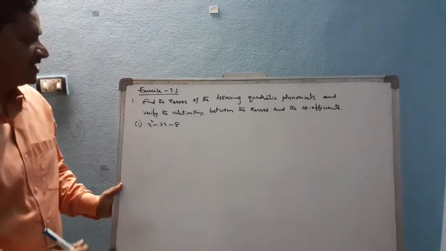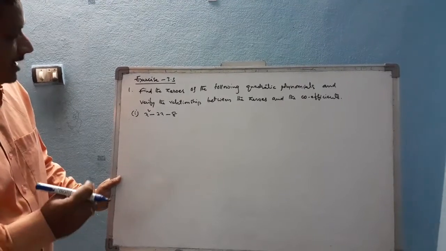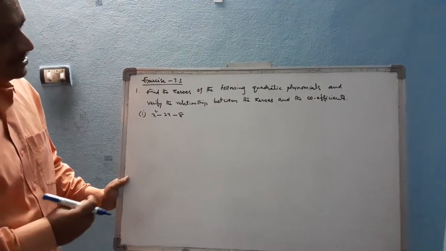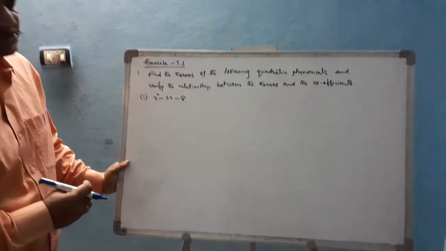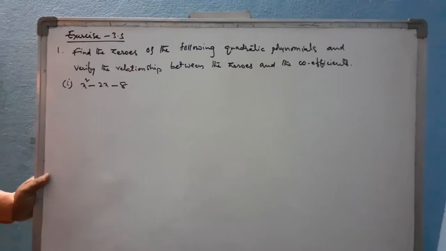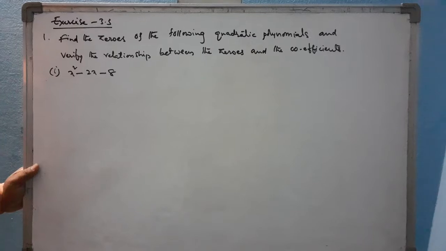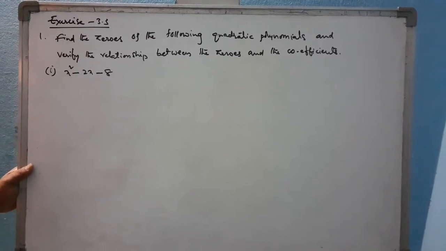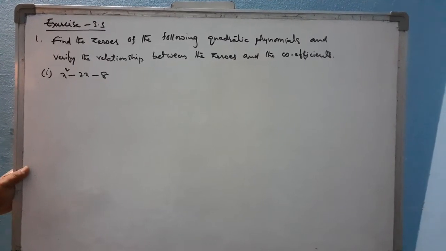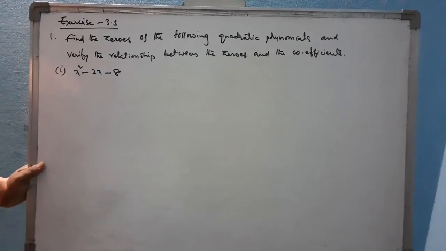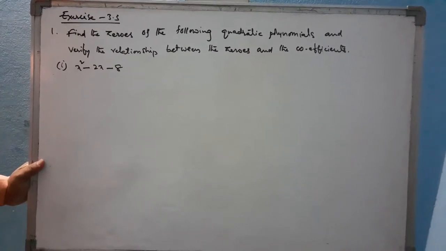Next, exercise 3.3. Now find the zeros of the following quadratic polynomials and verify the relation between the zeros and the coefficients. What is the relation between the zeros and the coefficients? The sum of the zeros is equal to minus coefficient of x by coefficient of x square, and product of the zeros is equal to constant by the coefficient of the x square.